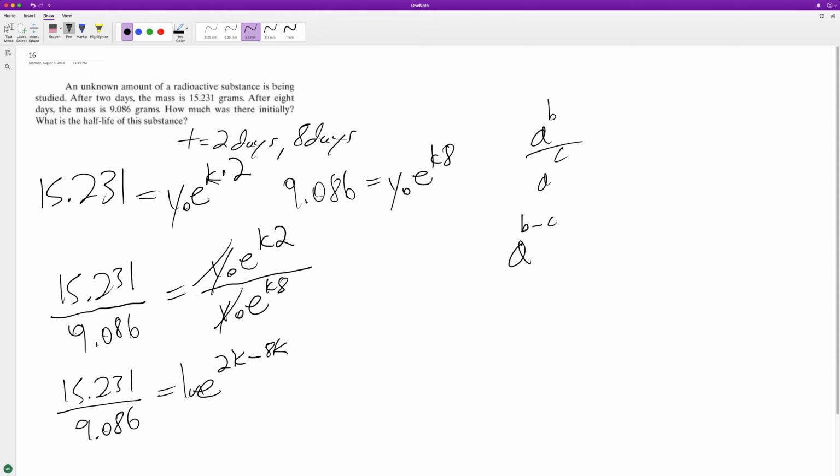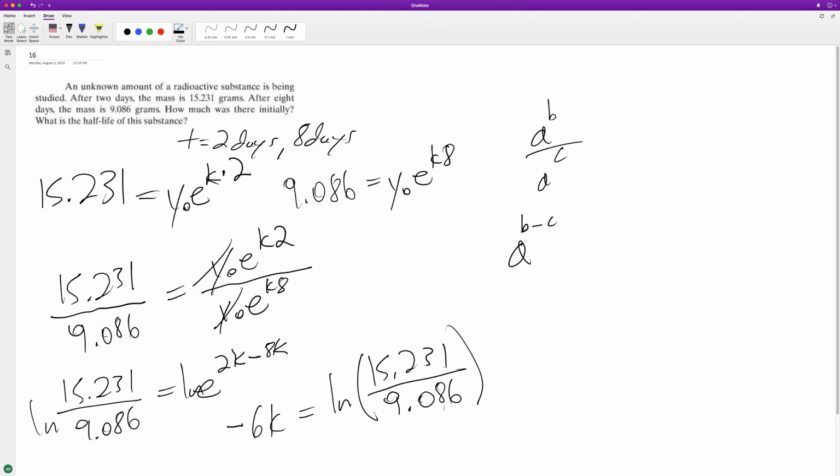Take the natural log of both sides. We end up with, so the 2k minus 8k comes down, and we end up with negative 6k is equal to the natural log of 15.231 over 9.086. And once we get this, since we have k, we can solve with either equation for the initial value. So what does that give me? I get a k value when I divide through by negative 6, this whole thing.